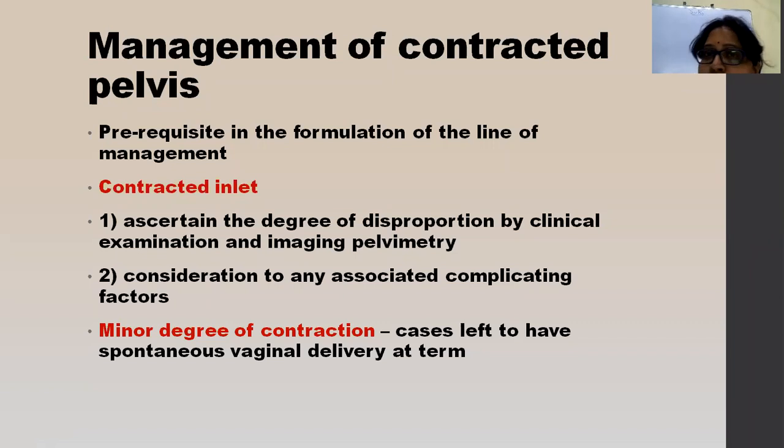What can the other associated complicating factors be? If she has a previous history of cesarean section, preeclampsia, diabetes, or any heart disease in this pregnancy, you have to take a history of all these things. And if the woman does not have any associated complicating factors and there is only a minor degree of contraction, then you can leave her to have a spontaneous vaginal delivery at term.